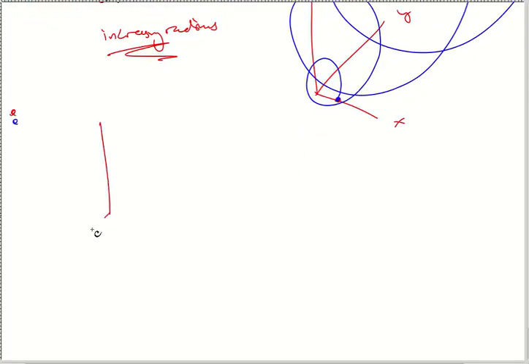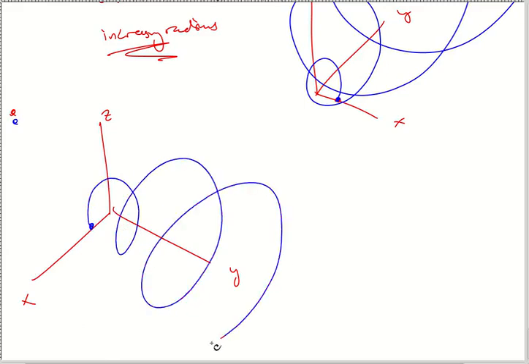So here's another one. Let's say I've got X, Y, and Z. Again, what I want to do is go around this way. Let me use a different color. I want to go around this way. I'm getting a bigger radius, and I'm also going towards the Y. So I'm going along the Y, and I'm getting a bigger radius as I keep going.